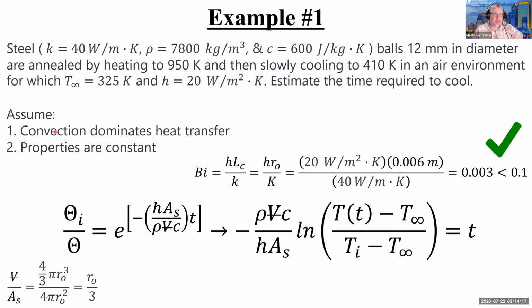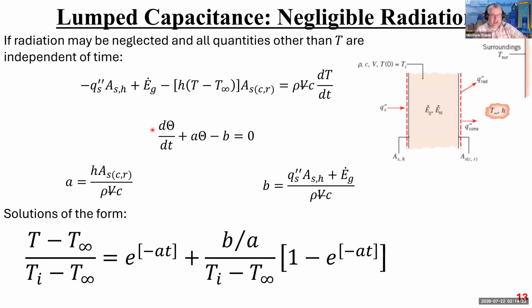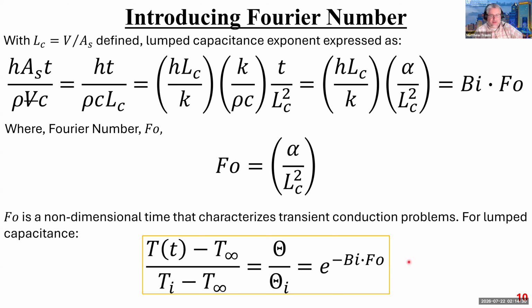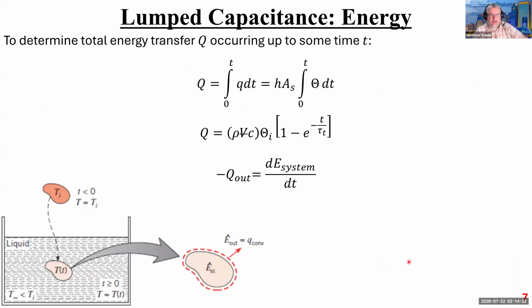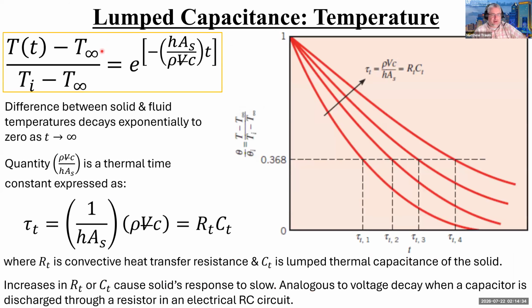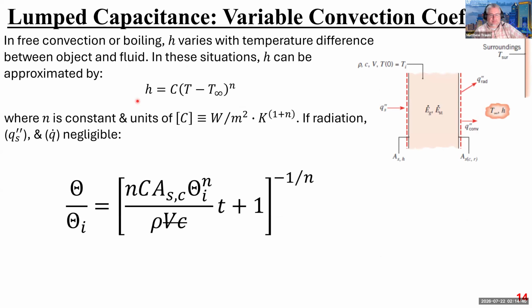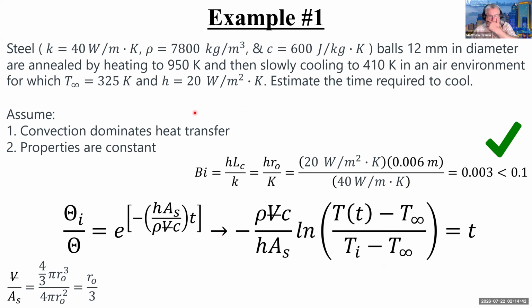One is we're going to assume that convection dominates heat transfer. What that means is that instead of using this monster that's got all of these different ways for heat to leave the system in it, we are just going to use this guy, right? So just lumped capacitance without all the extra bells and whistles that get added on. There it is. That's what this first assumption means.